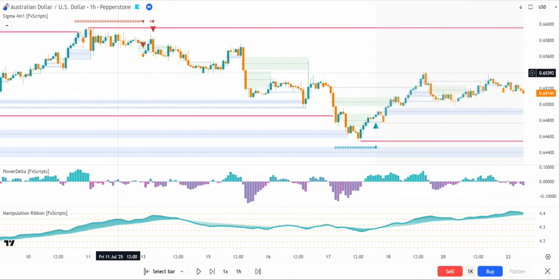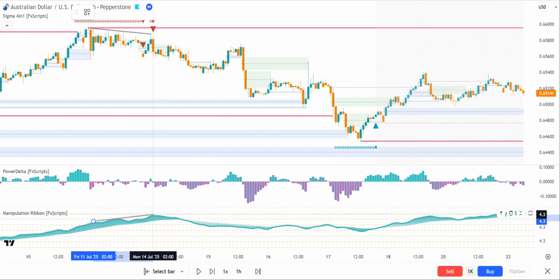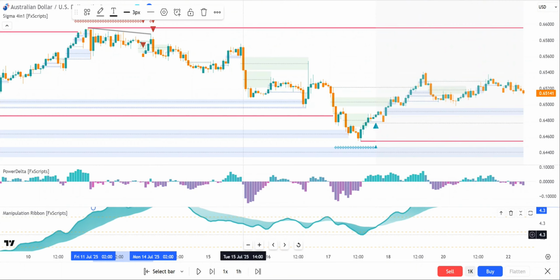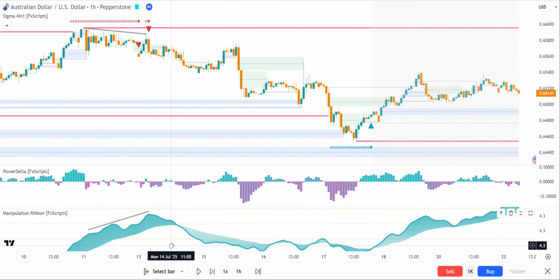amazing results. So this first trade up here, if you look at the high here, then there's a lower high here. You'll see there is not a great deal of activity on the power delta. However, if you look at the manipulation ribbon, this basically calculates any manipulation that's happening in the markets, gives you a graphical output. I'll just zoom into that a little bit more. You can quite easily see there's a manipulation happening. This has formed a higher high. This has formed a lower high. We have the reversal print here.